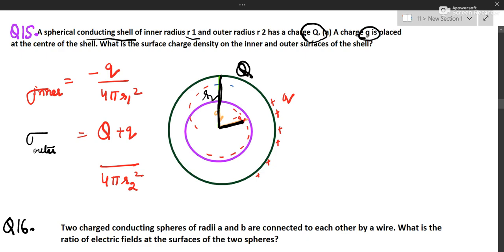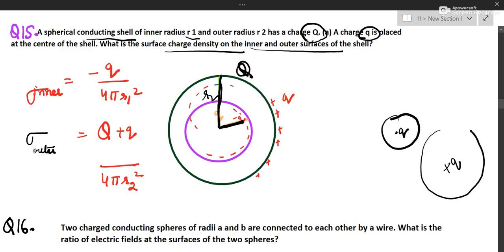Now a charge small q is placed at the center of the shell. We'll have to tell the surface charge density on inner and outer surface. So now listen, because we are keeping a plus q charge, it will attract the electrons, and electrons will come here on the inner surface, whose magnitude will be equal to minus q.